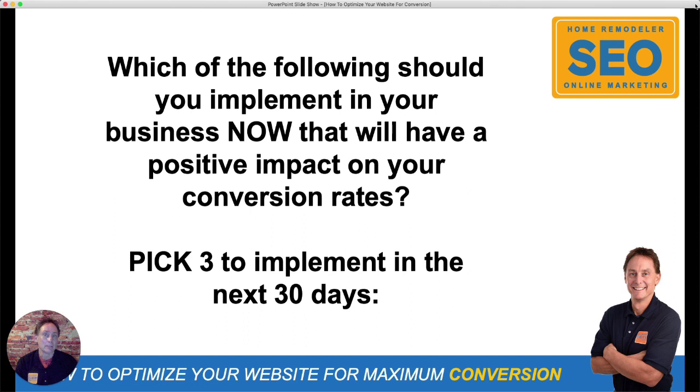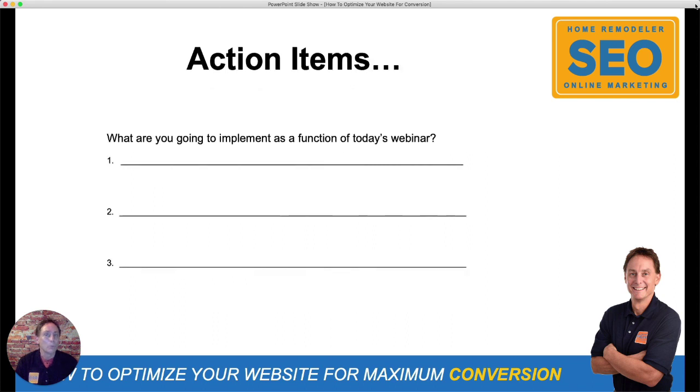Pick 3 of these elements, and in the next 30 days, I want you to implement them on your website. So what will you take away from this training session and implement for your website to increase conversions? The key is, I don't want you to just listen to all of this and then get busy and go back to work and not implement any of these elements.